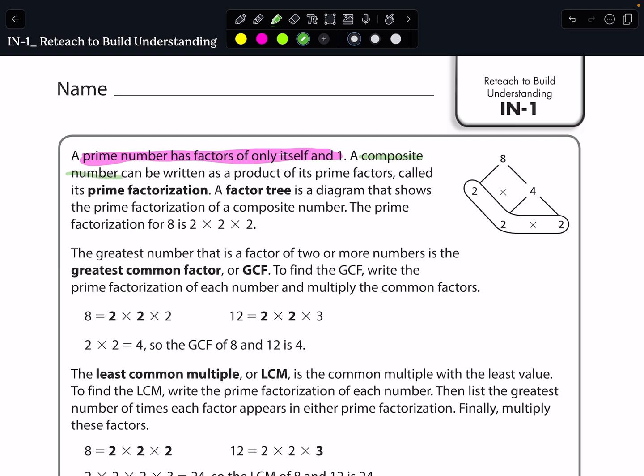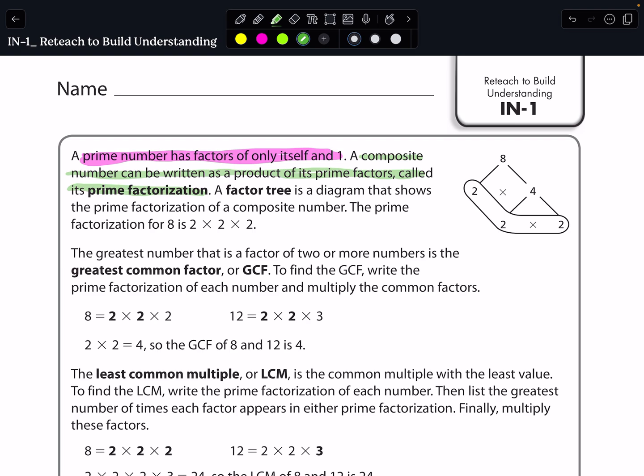A composite number can be written as a product of its prime factors, called prime factorization. That's probably a lot more detailed than what we have in the room, but what it means is that a composite number is basically every other number that's not a prime number. It has more than a factor of one and itself.